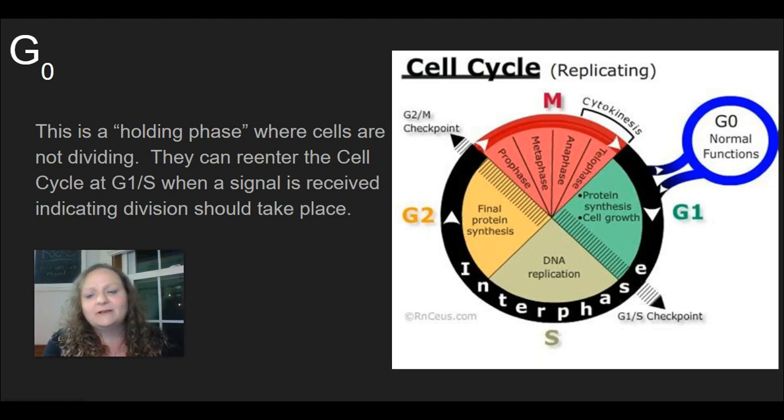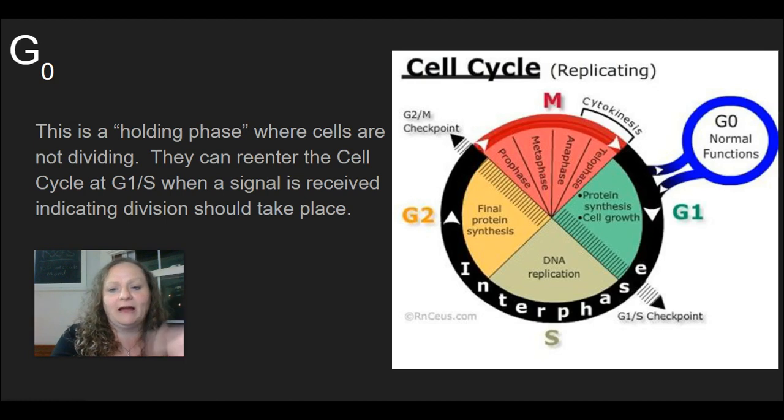If the signal is received that it's time to divide, like let's say that there's some type of injury or growth hormone is being produced at a rapid rate, then that can actually indicate to the cell that it's time to go back through the cell cycle. And so at that point, it'll actually re-enter G1 and continue where it needs to go.